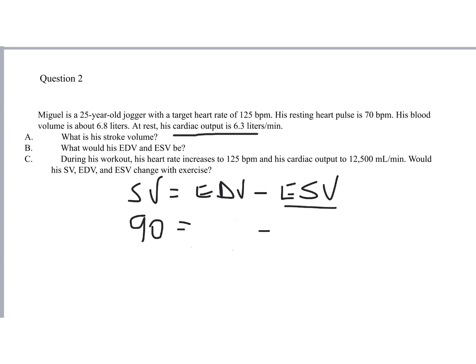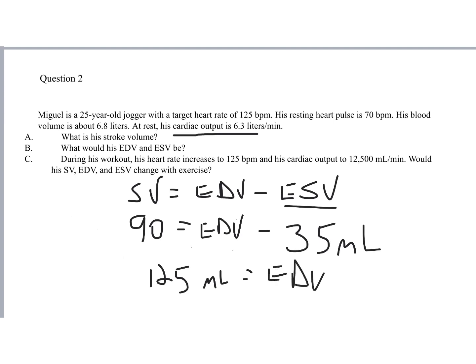But let's look at the end systolic volume for a second. We're going to assume what the average is. And the average end systolic volume is 35 milliliters. We're not going to change that any. So if we know what the end systolic volume should be around, and we know what his stroke volume is, then we can solve for the end diastolic volume by adding 35 to 90. So 125 milliliters is the end diastolic volume, and 35 milliliters would be the end systolic volume.